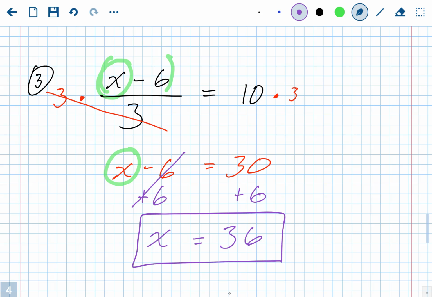Okay. So that's solving equations, 1 steps, 2 steps. We're going to add a bunch more steps in the future.